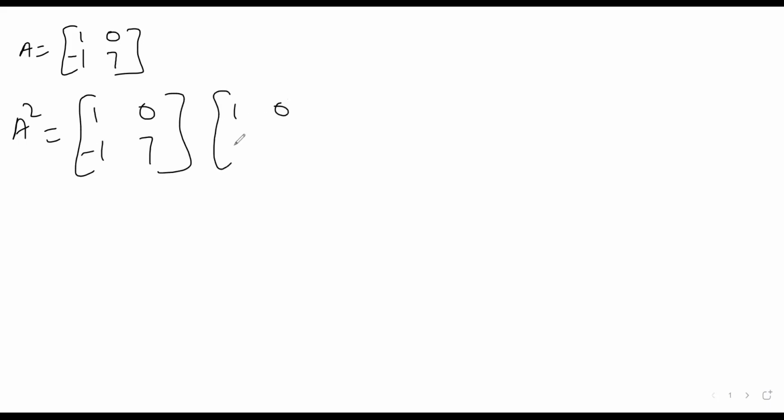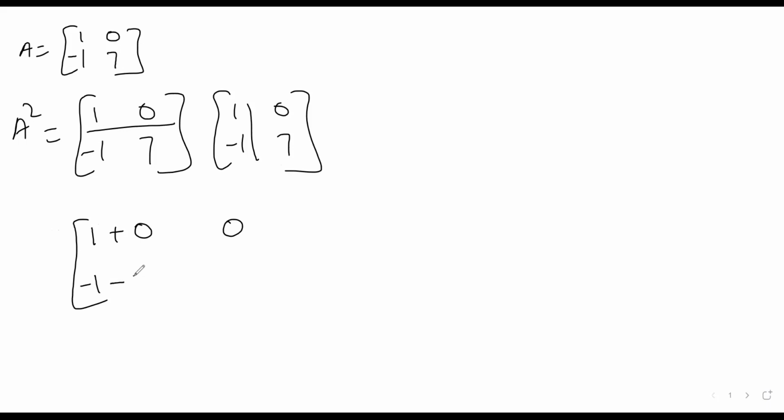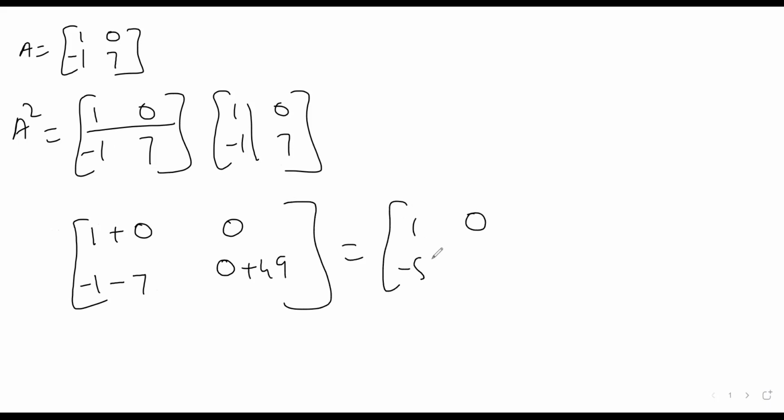Let us try to solve this again because this is not coming. I'll solve it again. A is 10 minus 17. I have to find out A square. That will be 10 minus 17 and 10 minus 17. You multiply it with this. That will be 1 plus 0. Then this will be multiplied here. It will be 0. Then this is multiplied here, minus 1 minus 7. And this is 0 plus 49. It is 10 minus 849.